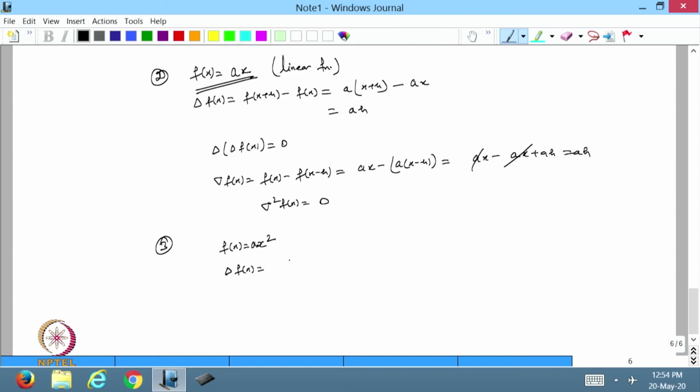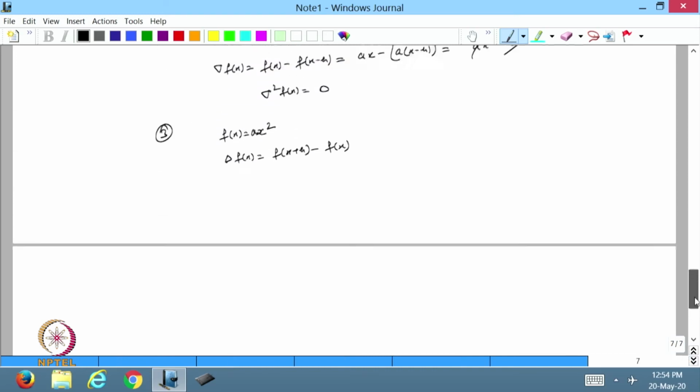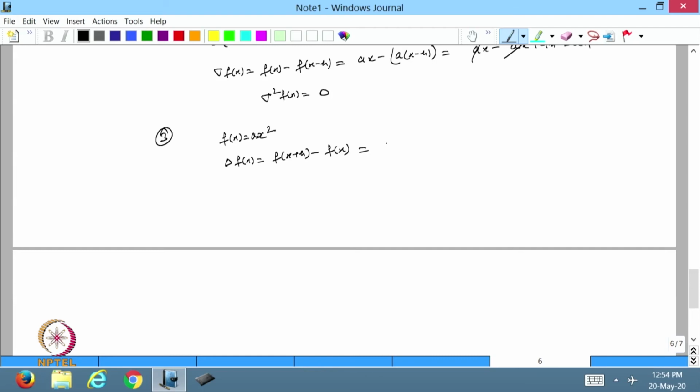So the forward operator in this case will be Δf(x), and that is equal to a(x+h) whole square minus a x square. Again, I can take the a common. So this will be x square plus h square plus 2xh minus x square. This will cancel out, and I will get a(h square plus 2xh). So h is constant, it means this is a linear function.